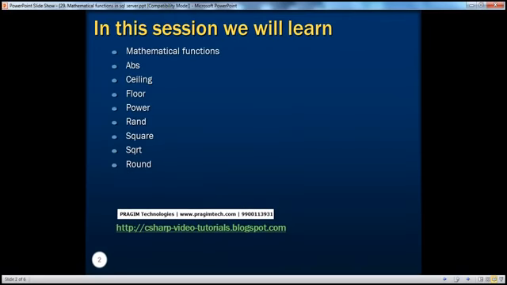In this session, we'll learn about all the mathematical functions that are available in SQL Server. We'll be looking at all these functions that you can see on the slide.